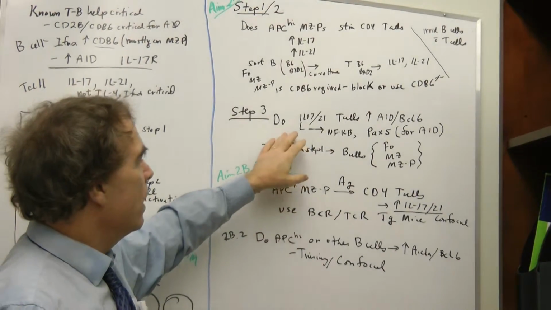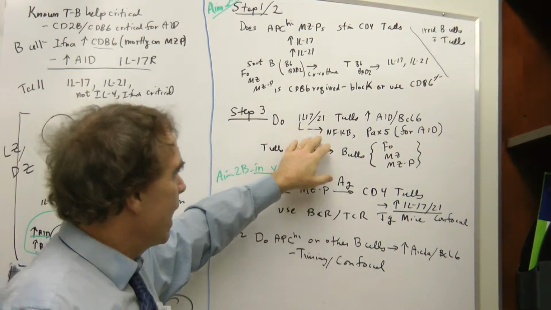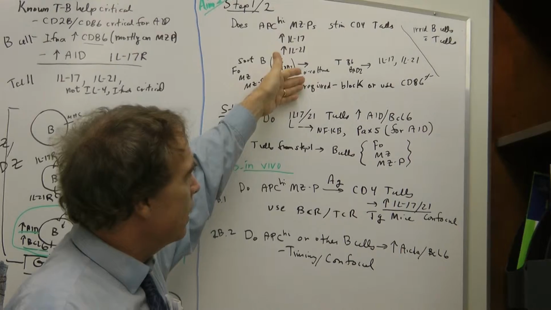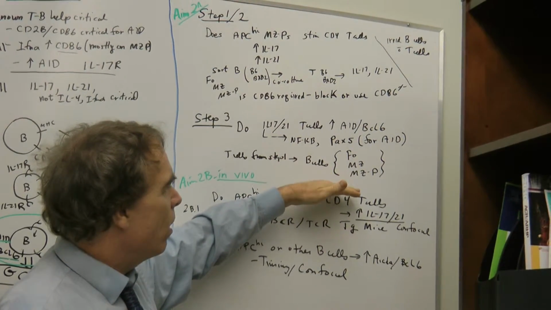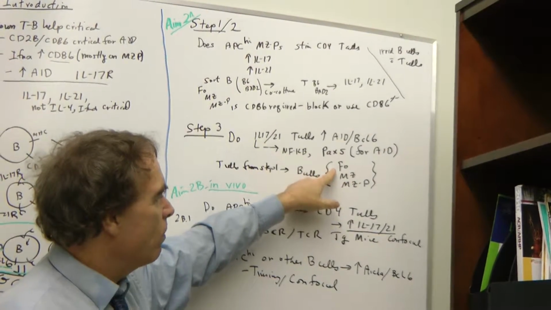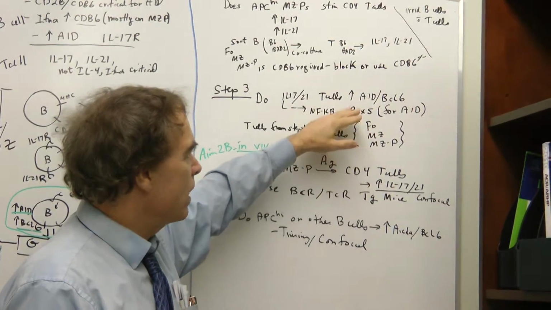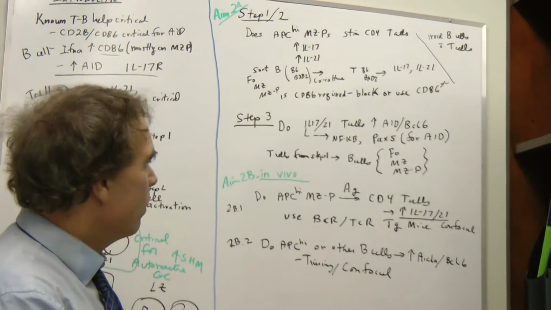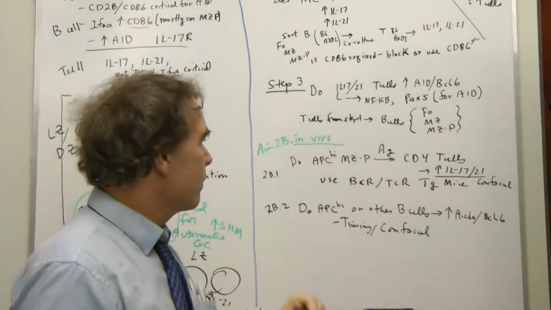So here we do a very similar experiment. We take the T cells that are producing IL-17 and IL-21, produced in this step, and we incubate them with different B cells. We never know which B cell, but the other data shows that it acts on FO B cells, but not MZ. And we're not certain about MZP, but we may just take different T cells and incubate them with different B cells. So we talk about a 3x3 or 9 interaction.